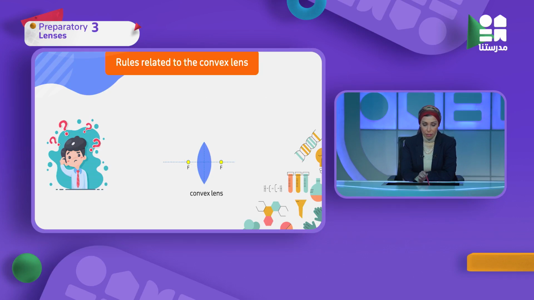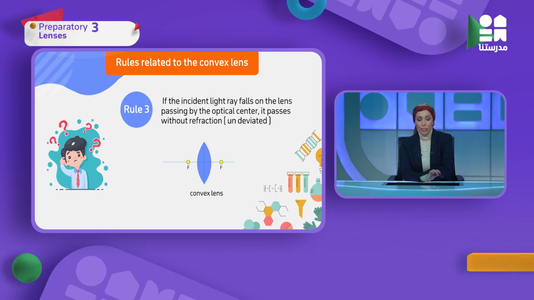Next rule. If the light ray passes by the optical center, or I can say the center of vision, what happens to the light ray? It will pass without any refraction. And I have another name for it: without any deviation, or I can say undeviated.